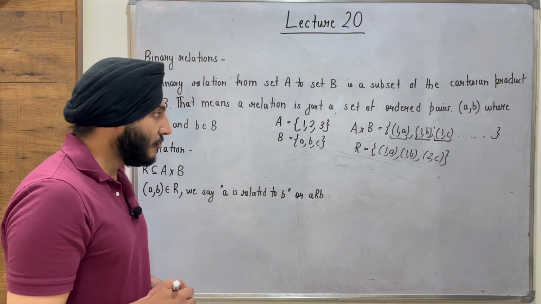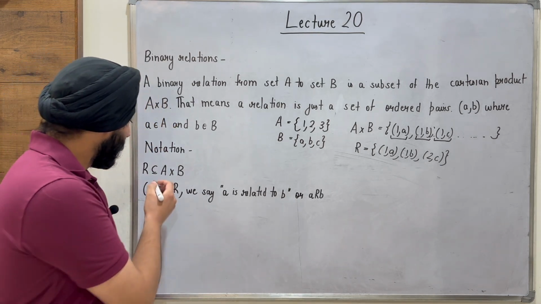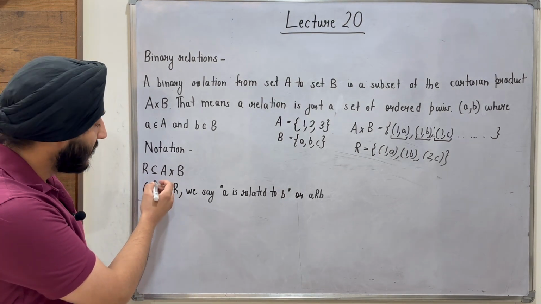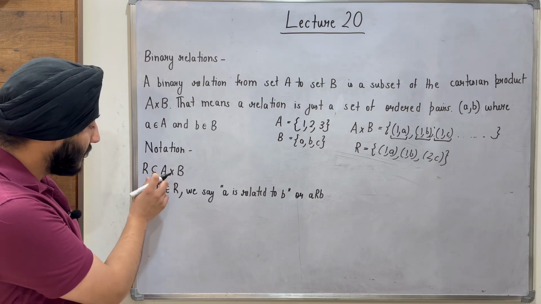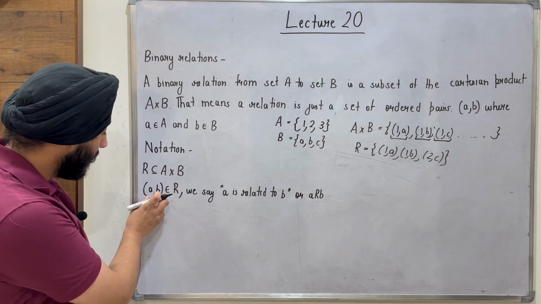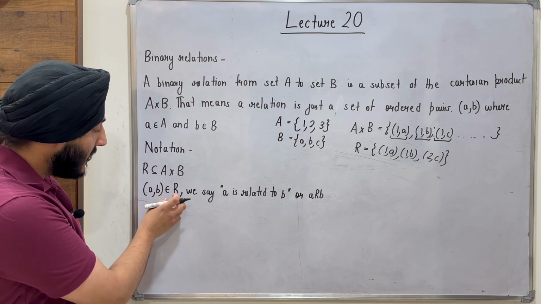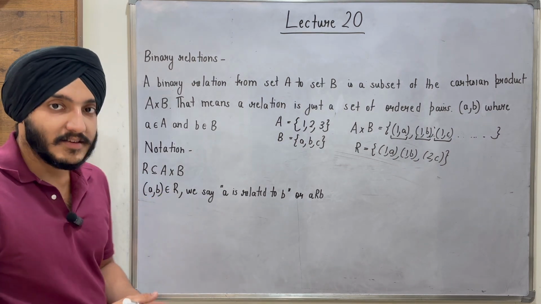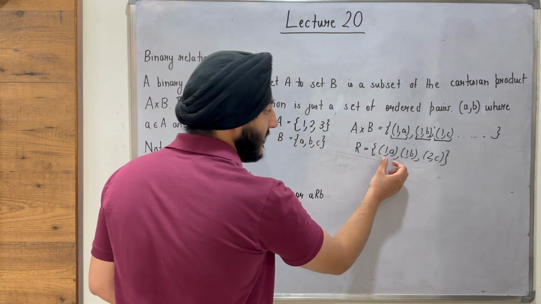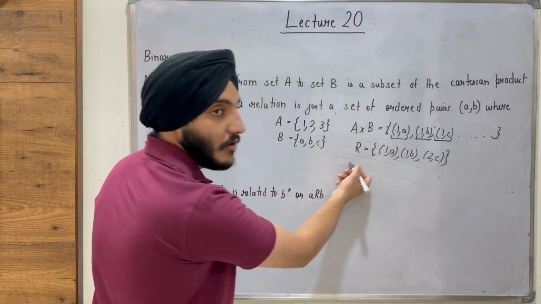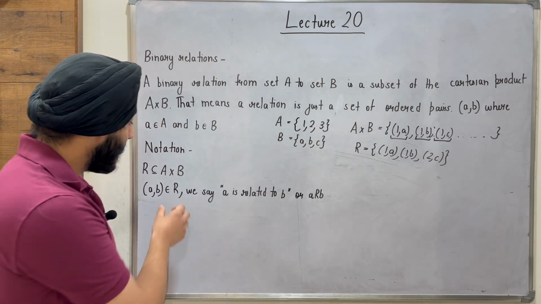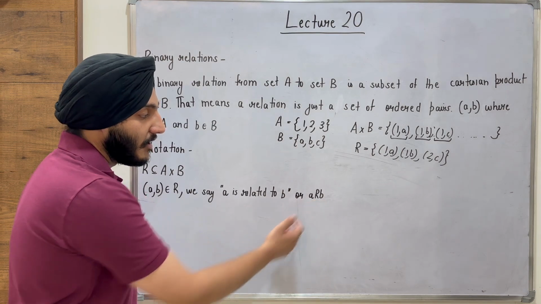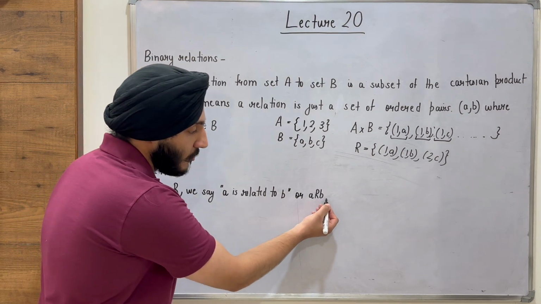Okay, notation. Let's try to understand the notation. We notate it as R is a subset of A cross B. So I hope you understand the definition and the notation of the subset. And we say the tuple (a, b) is an element of R. The tuple is an element of this set, because these tuples are basically the elements of the relation. We say a is related to b, or a R b. This is a very important notation to understand.